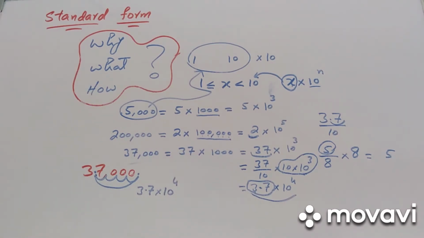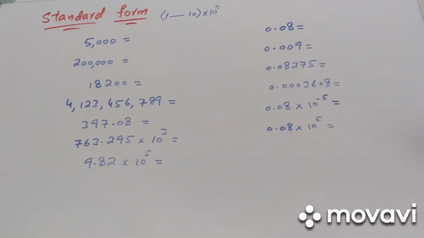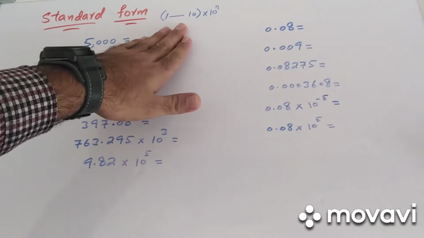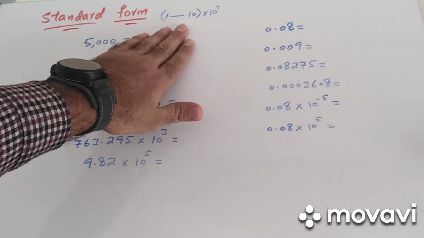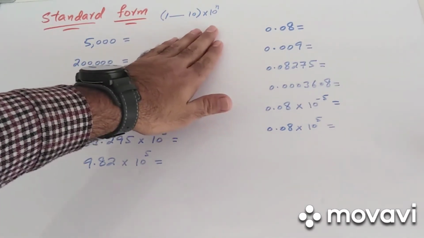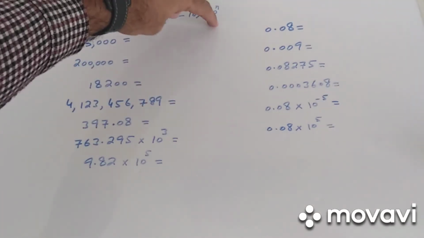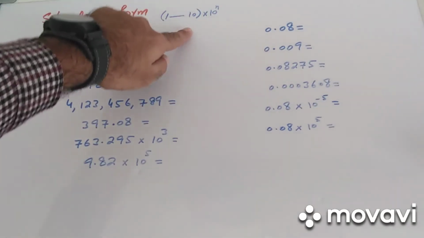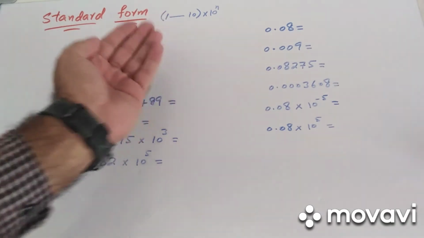Okay, let's do more on this. There we go. I have written some of the questions. Again, the standard form is you have to get a number between 1 and 10 and then you have to multiply it with a power of 10. So this is the pattern, or this is the standard form. This is the original form to get the standard form.